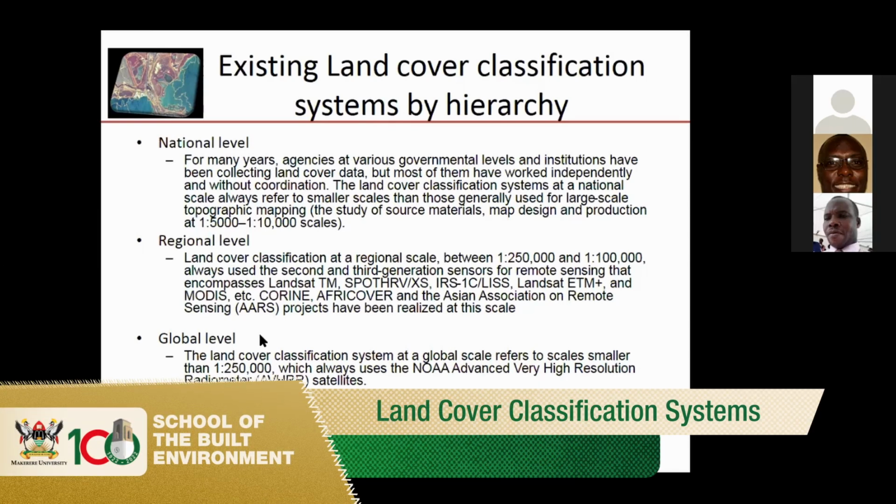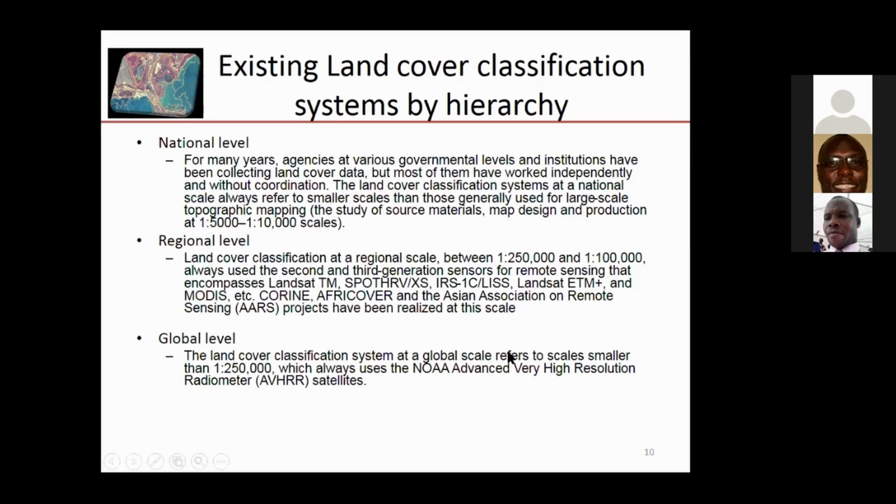And then we have the global land cover classification schemes or systems. These have been created at the global scale, and usually they refer to scales lower than 250,000. Now let's have a look at some examples.